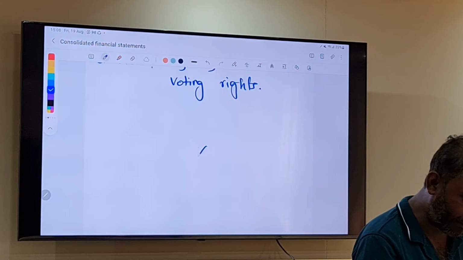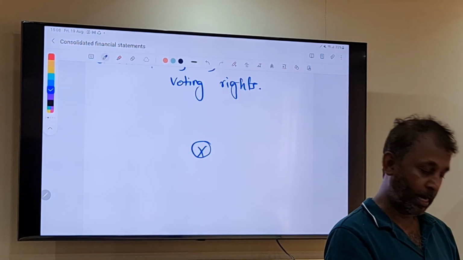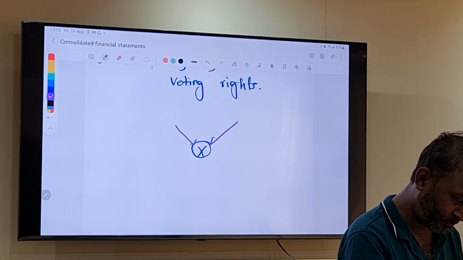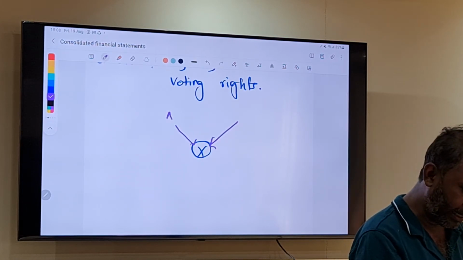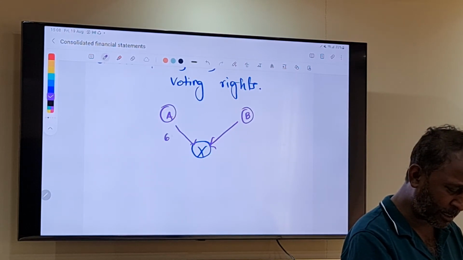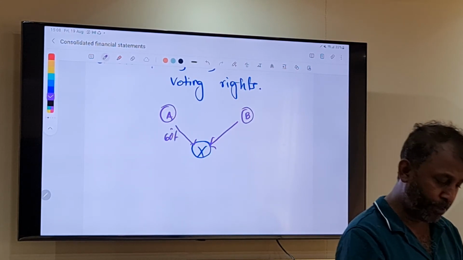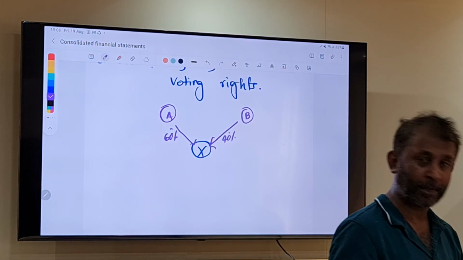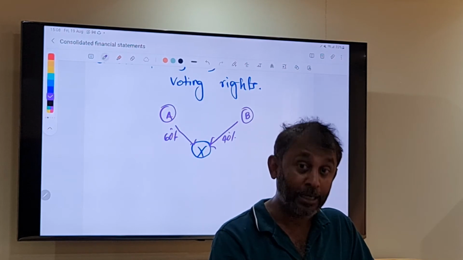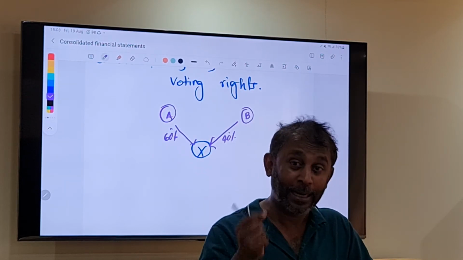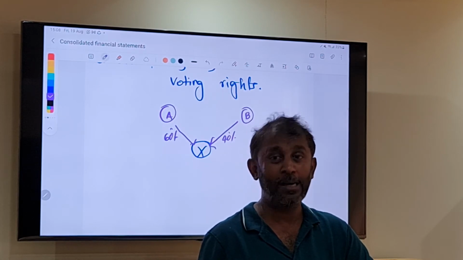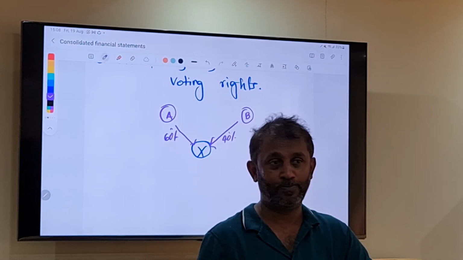a company, let's say I have a company X, and this company X has two owners, A and B. A has invested 60% of the capital. B has invested 40% of the capital. In the absence of any other information, in normal circumstances, A will become the majority shareholder and A will have the control.